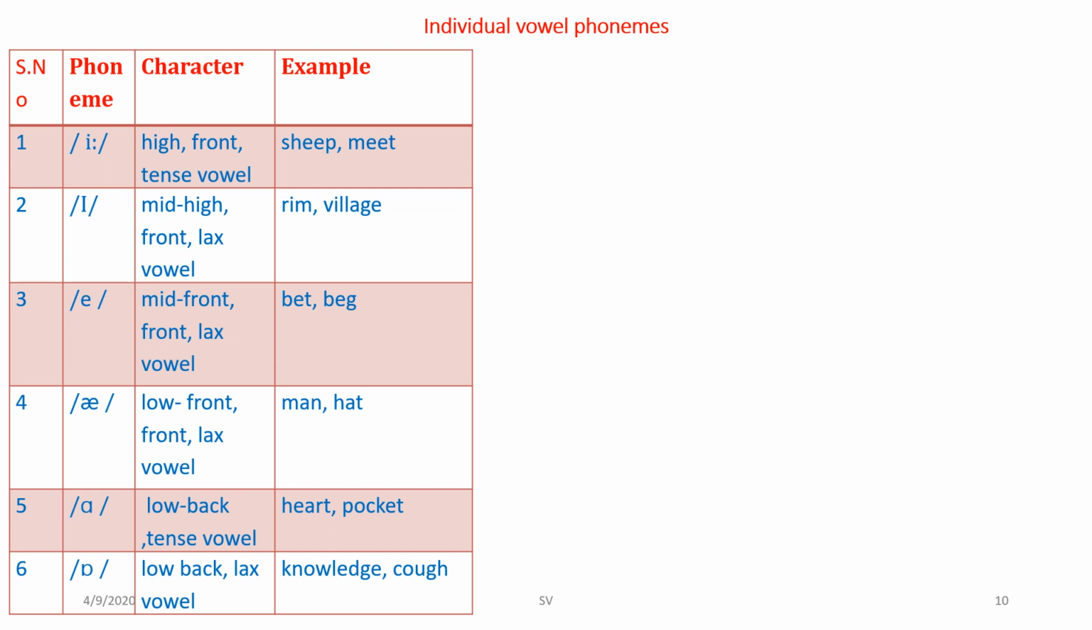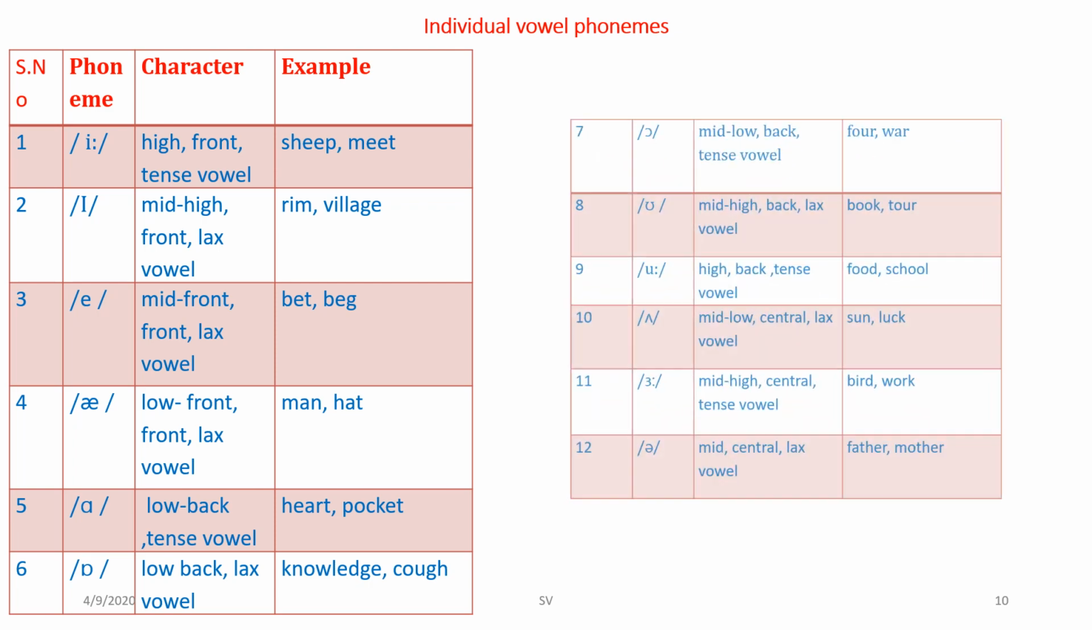Example: bed, beg. Number 4, A. It is a low front, lax vowel. Example: man, cat, hat. Number 5, A. It is a low back tense vowel. Example: heart, pocket. Number 6, A. Low back lax vowel. Knowledge, cough.